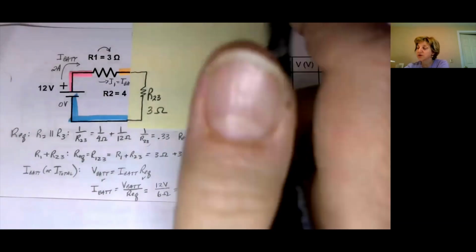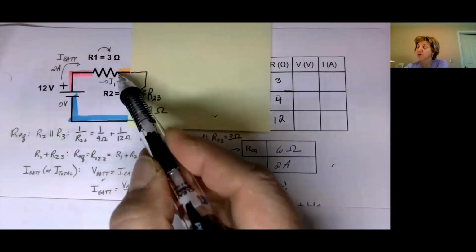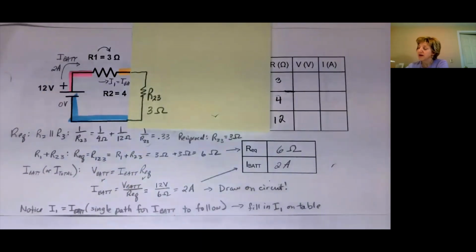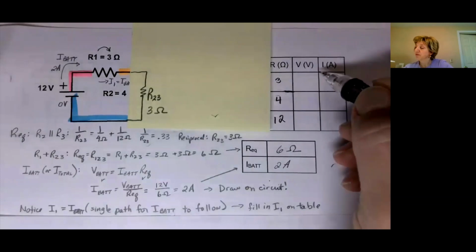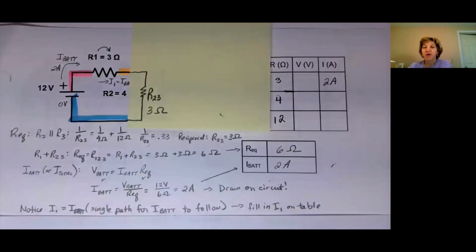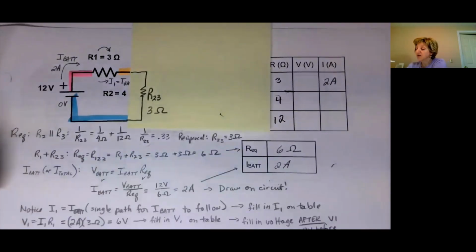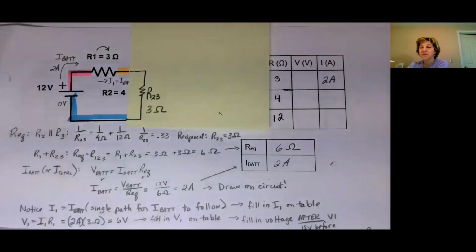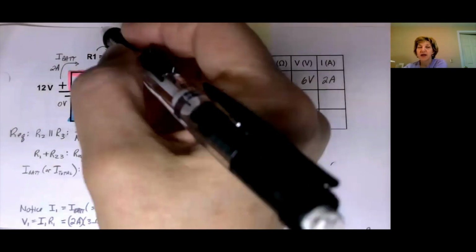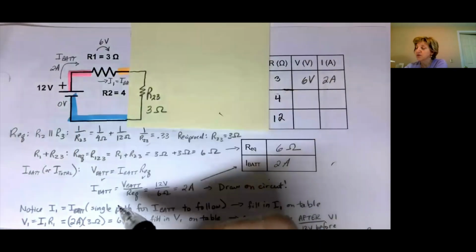So because of our discussion earlier, we know that that current is going to go right through R1. We can now use this information and say, oh, I1 is the same as I battery. There's a single path for the I battery to follow. I'm going to fill in I1 on the table. I1 equals 2 amperes. By filling that in, I can also get the voltage across R1. I use my Ohm's law again, and I find that that is 6 volts. I can then mark this as a 6-volt drop.